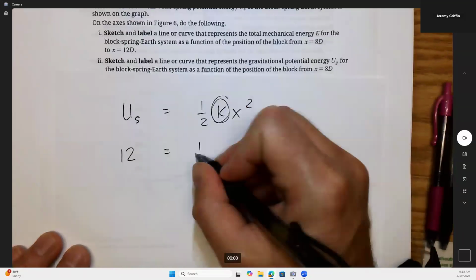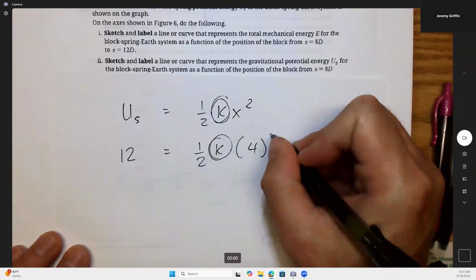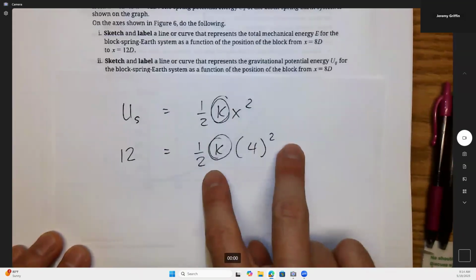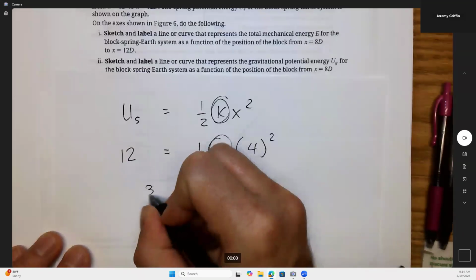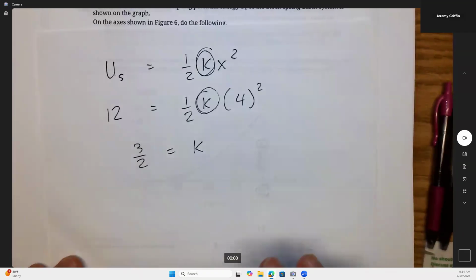Okay, I'm really cutting corners a little bit. That's if I plug in like 4 units and then square that. What's 4 squared divided by 2? 8. And what's 12 divided by 8? 3/2. So that's your k. Again, I'm leaving units off. I know that's really sloppy. I never do that.